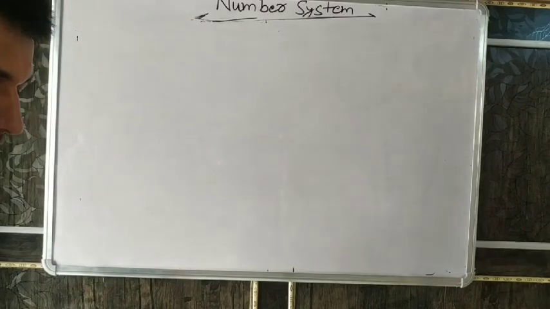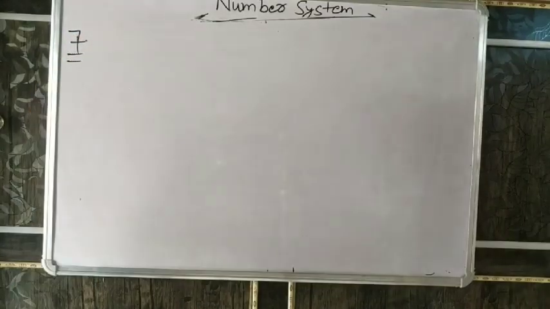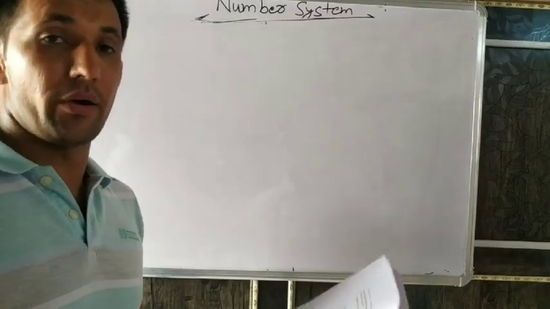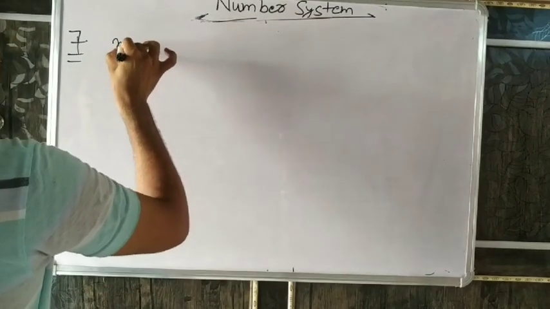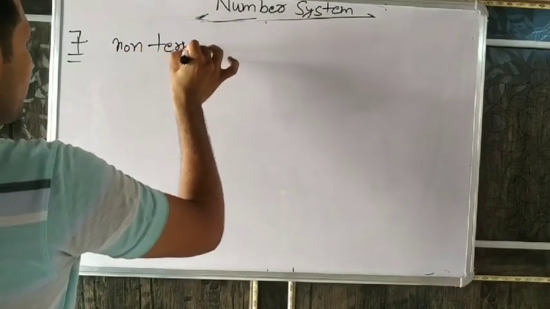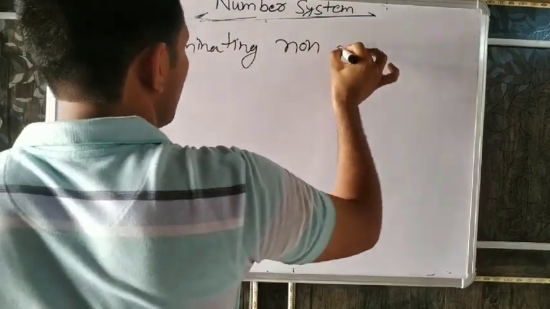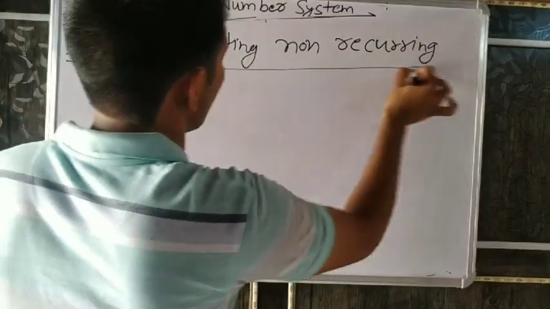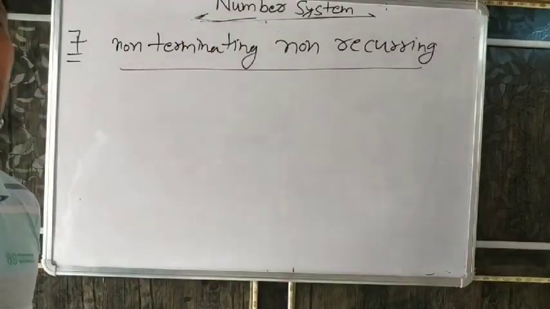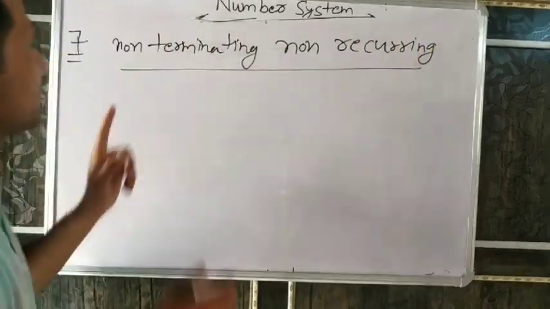Next is, first we are doing the 7th question. Write 3 numbers whose decimal expansion is non-terminating and non-recurring. Non-terminating and non-recurring, is it rational or irrational? Irrational number. Non-terminating means, first word, non-terminating.